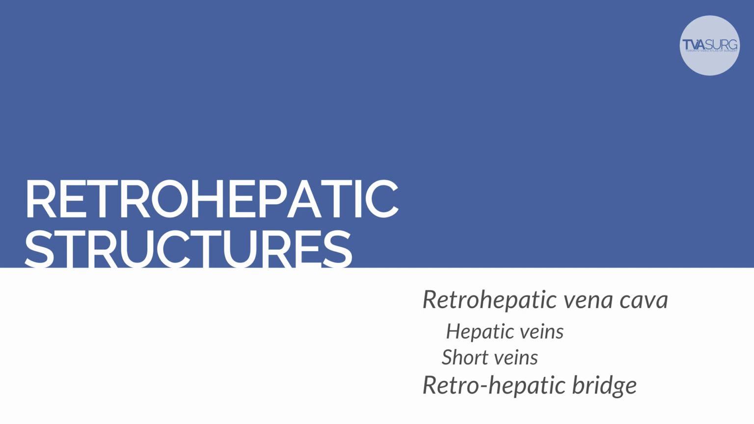So that's it for the top of the liver. Now let's take a look at the back of the liver. The main structure behind the liver is the retrohepatic cava. There are a few vessels inserted into the retrohepatic cava, the hepatic veins and short veins. And lastly, I will talk about another hepatic bridge.